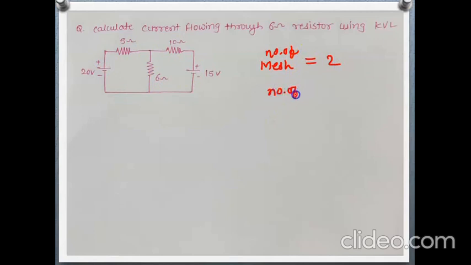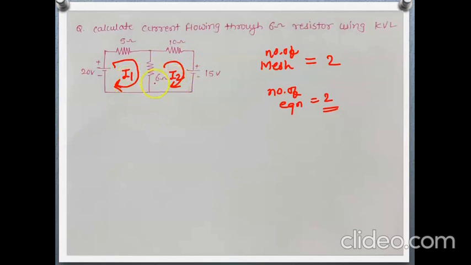So the number of equations will be 2. We will assume clockwise direction for loop 1 and also clockwise for loop 2. We will assign the currents I1 and I2 flowing through loop 1 and loop 2 respectively. We want the current flowing through the 6 ohm resistor using KVL. First we apply KVL to loop 1 to get the first equation, then apply KVL to the second loop to get the second equation, and by solving these two equations we will get the values of I1 and I2.